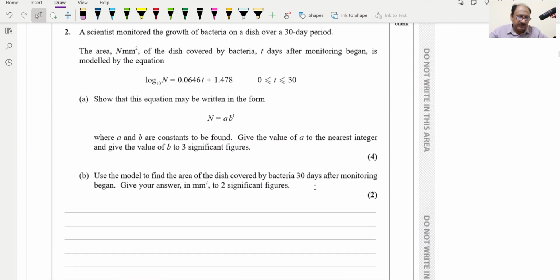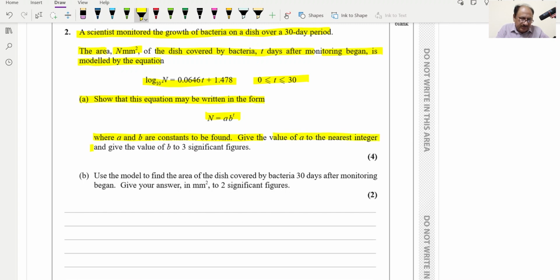Question number 2 says a scientist monitored the growth of bacteria on a dish over a 30-day period. The area n in millimeter squared of the dish covered by the bacteria t days after monitoring begins is modeled by the equation. This is the equation and this is the range. Show that this equation may be written in the form given, where a and b are constants to be found. Give the value of a to the nearest integer and give the value of b to three significant figures. And this is a 4 marks question.